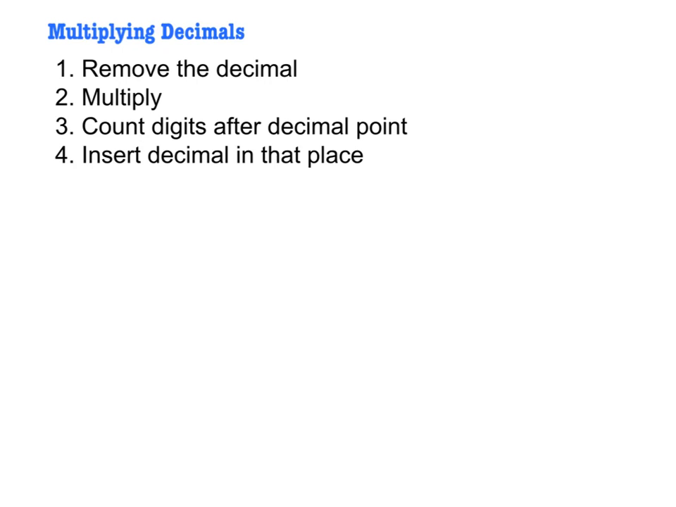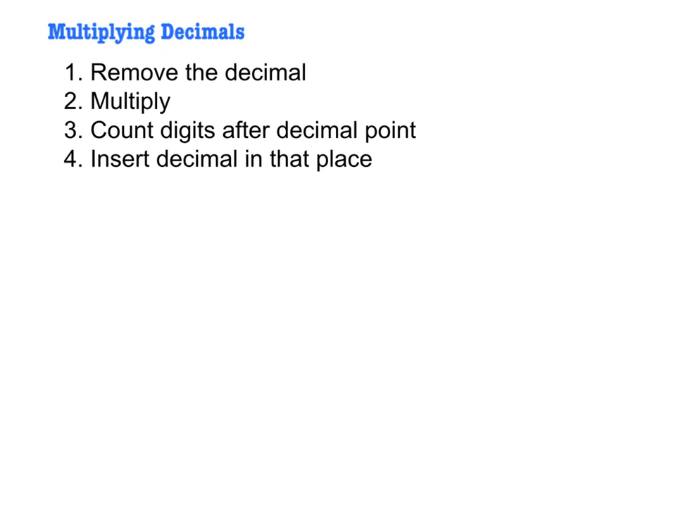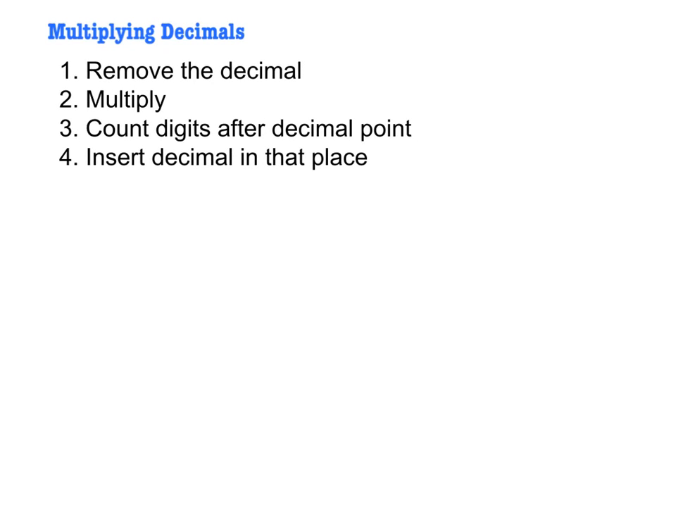So we'll count the digits that come after a decimal point in the question, and then we'll insert the decimal in that place. Okay, so let's see how we go. Here's an example. It's 0.07 times 0.3. So let's go for it. First thing I'll have to do is remove the decimal.